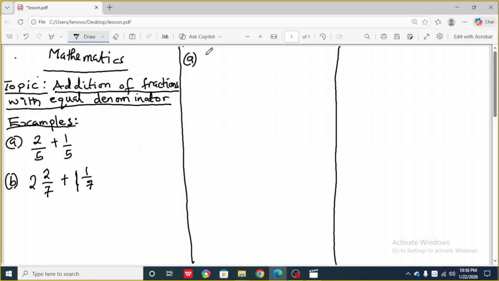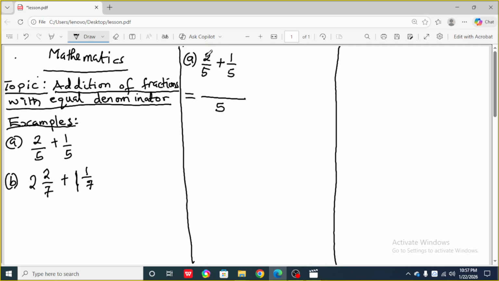Example A, we have to add 2/5 plus 1/5. This is simple because the denominators are the same. Anytime you are adding or subtracting fraction whose denominator are equal, it is simple to do. So what you do is to pick, since the denominator are the same, pick one to represent both and you add what is at the top.